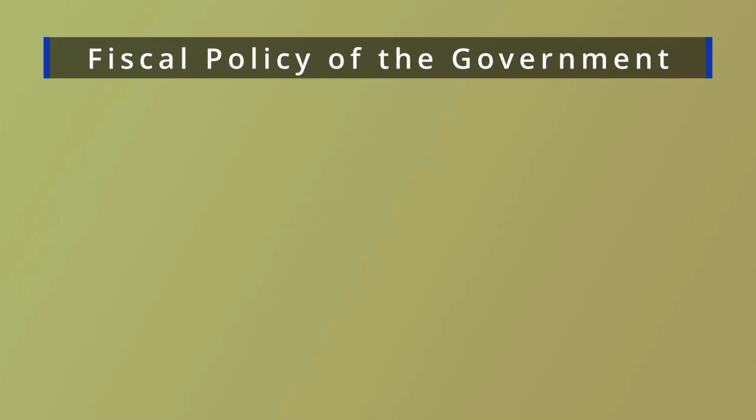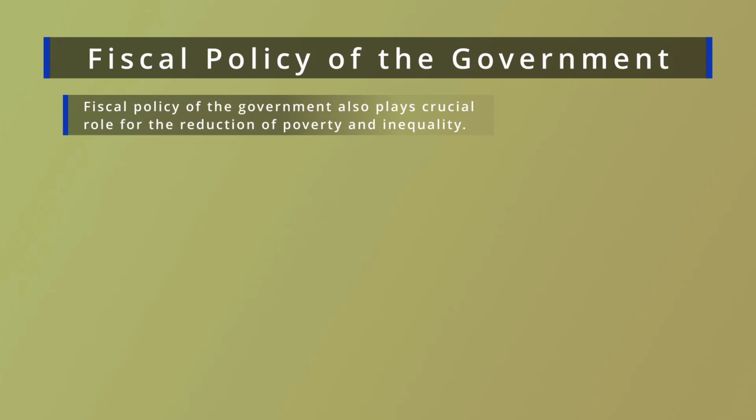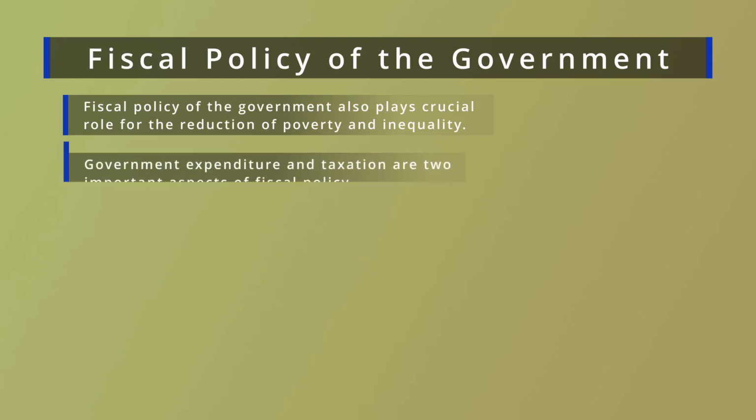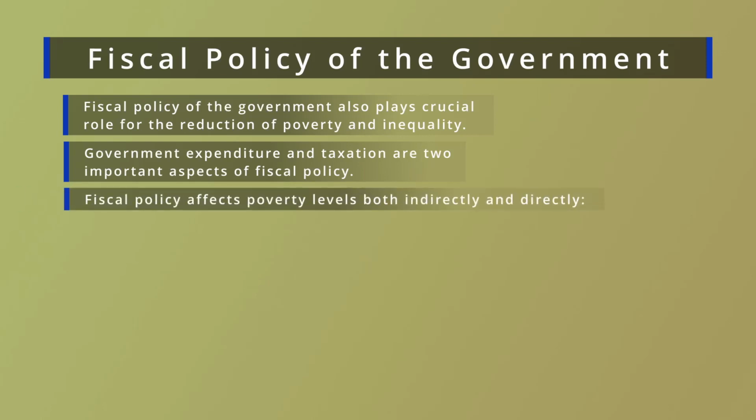Fiscal policy by the government is also another important policy that may be able to control poverty and inequality. Fiscal policy means government expenditure and taxation. That is, government expenditure and taxation are the two important parts of fiscal policy, and this fiscal policy indirectly and directly helps to reduce poverty and inequality.